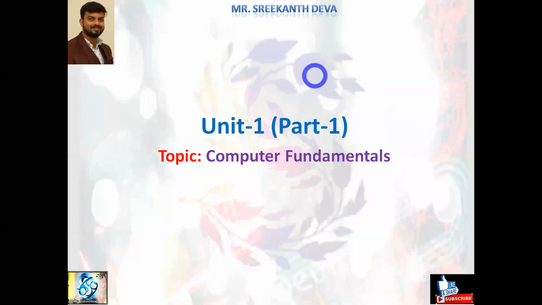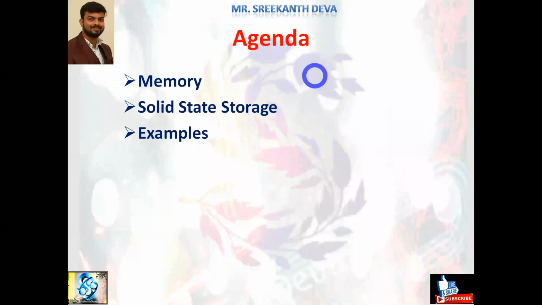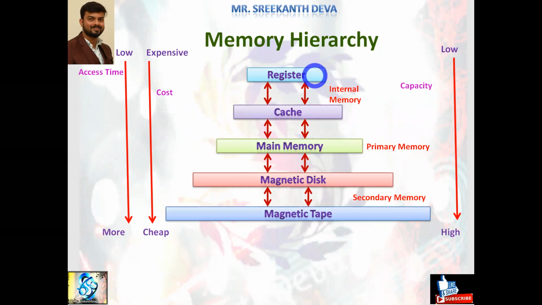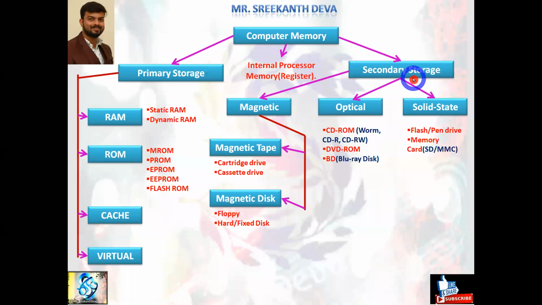We are discussing computer fundamentals. See the agenda of this session: solid state storage. We discussed in the previous video sessions clearly about various memory hierarchies like registers, cache memory, main memory, and a magnetic disk and a magnetic tape. So these are all secondary storage memories. In this session, we continue discussing memories, that is, solid state.